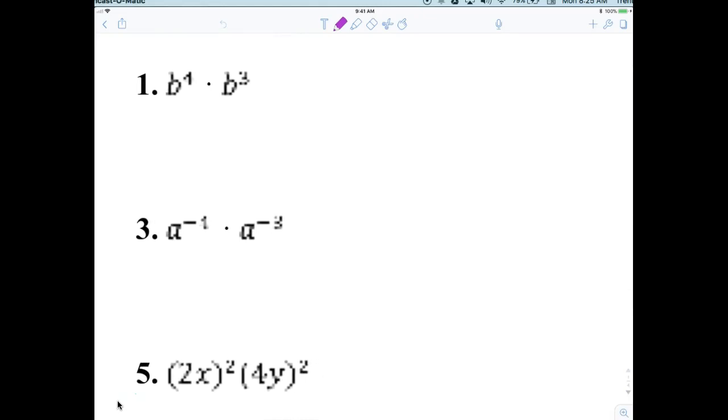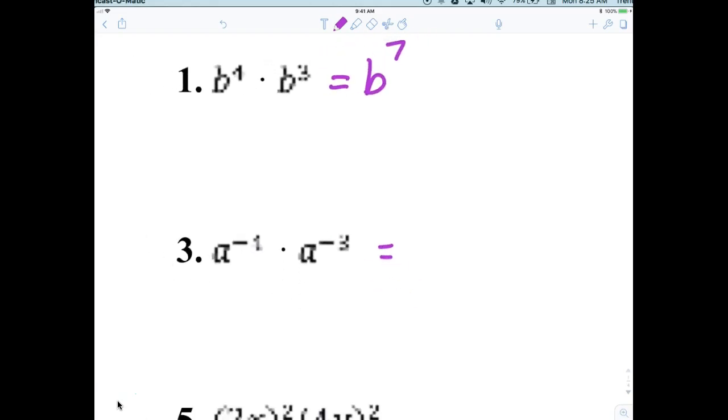B to the 4th times b cubed is what? B to the 7th. Thank you very much. That's a 4. That's only 1. Okay, so it's a bad worksheet, so it doesn't matter. If you thought it was a 1, then it's a 4. It really doesn't matter.